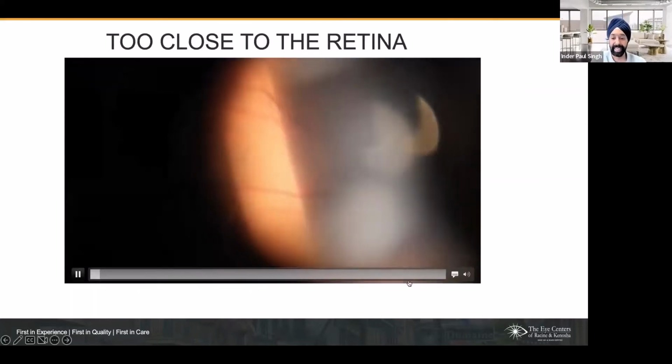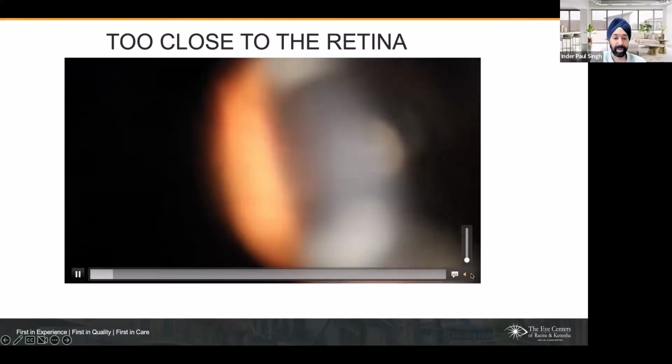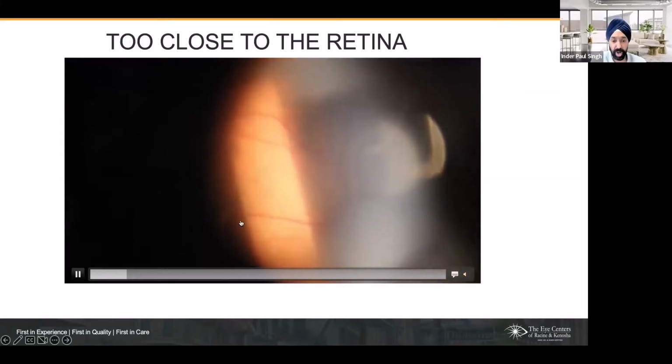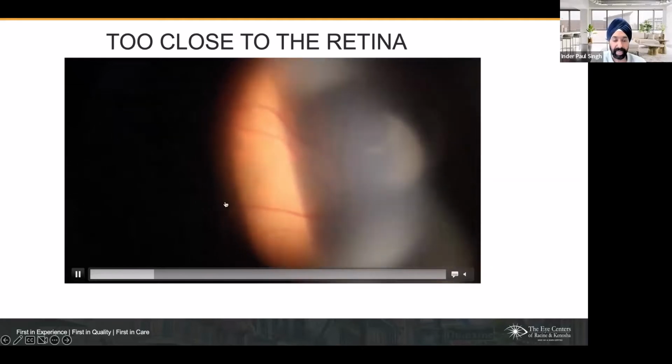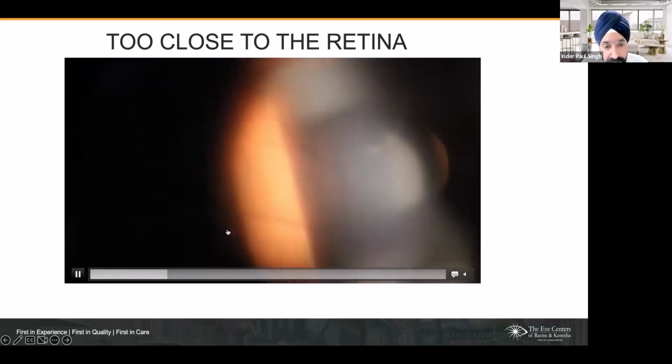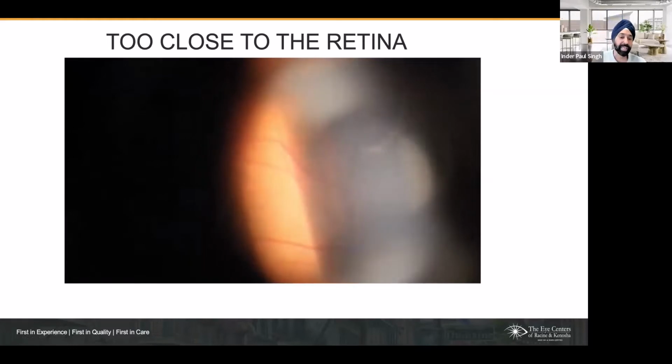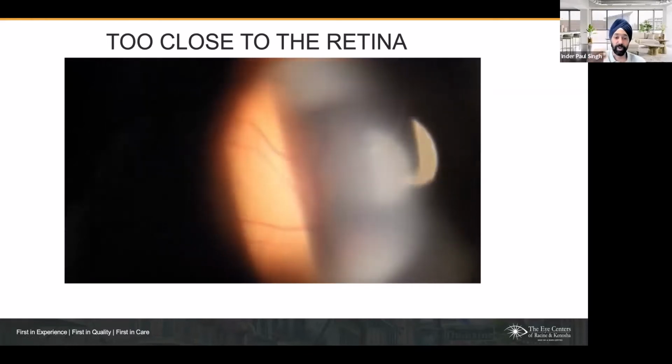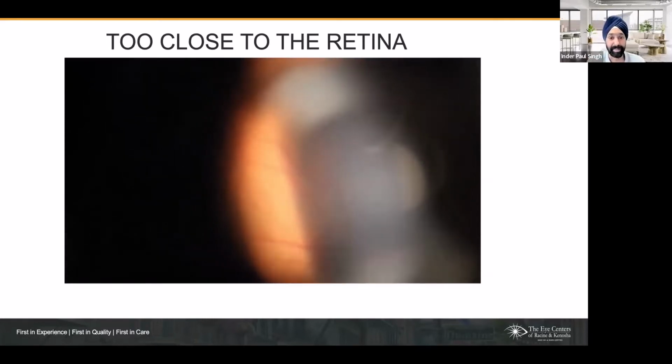And hitting the retina, here's where I hit the retina. Why? Because there's a small opacity here. You can barely see a line here of a rope-like floater. Now look at how in focus the retina is. If you see the retina this far in focus and the floater is also in focus at the same time, this is something you do not want to do.